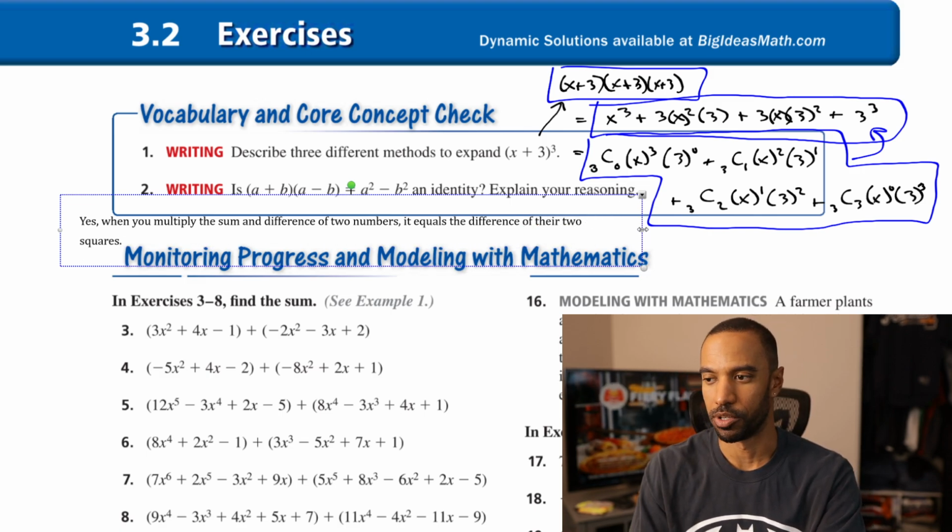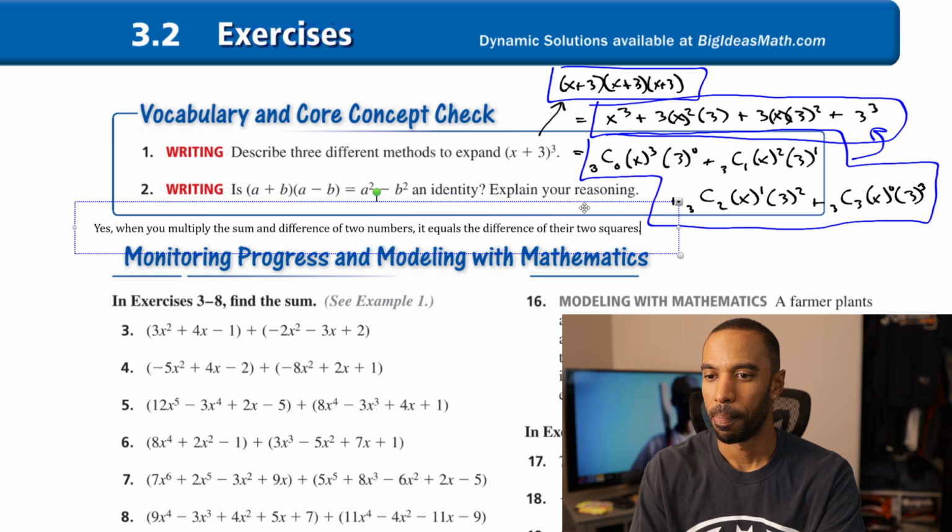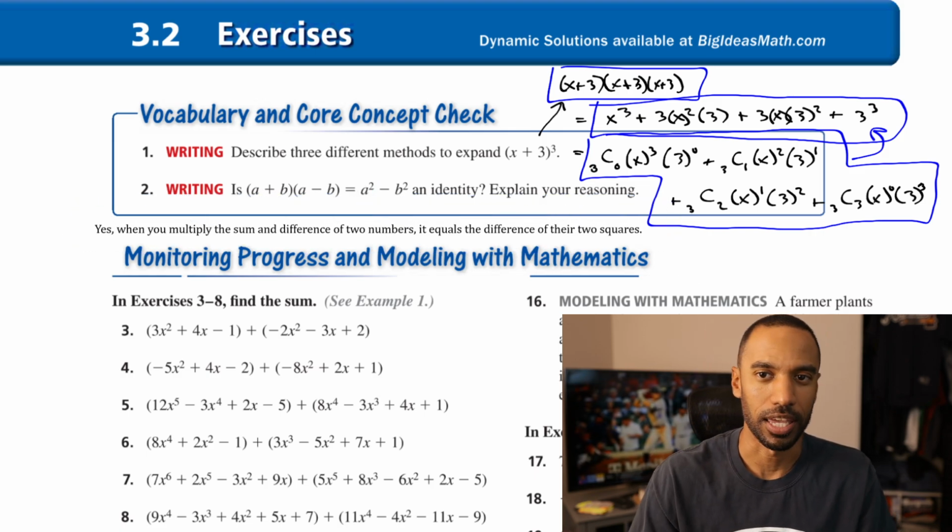I think it just means, like, does it always apply? So I'm going to say yes. All right, guys. So I was going to say, that ought to do it for this one. No, that ought to do it for the vocabulary and core concept check.